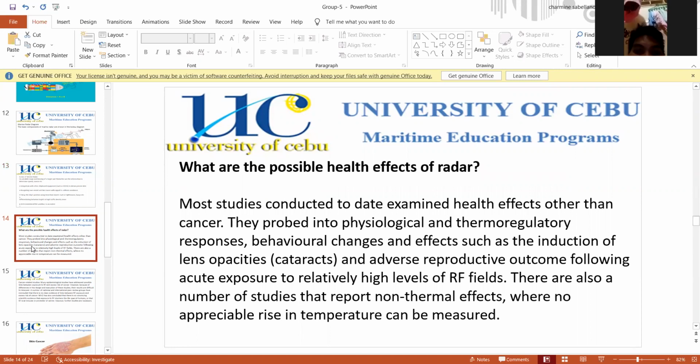So what are the possible health effects of radar? Most studies conducted to date examined health effects other than cancer. They probed into physiological and thermoregulatory response, behavioral changes, and effects such as the induction of lens opacities, cataracts, and adverse reproductive outcome following acute exposure to relatively high levels of RF fields. There are also a number of studies that report non-thermal effects where no appreciable rise in temperature can be measured.